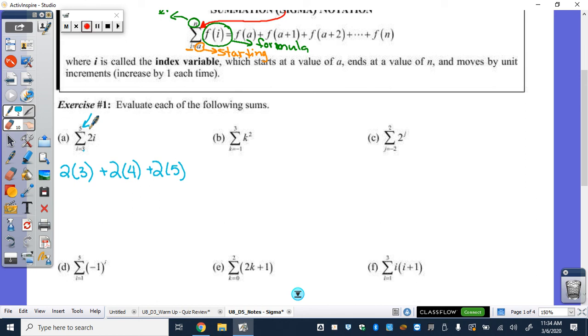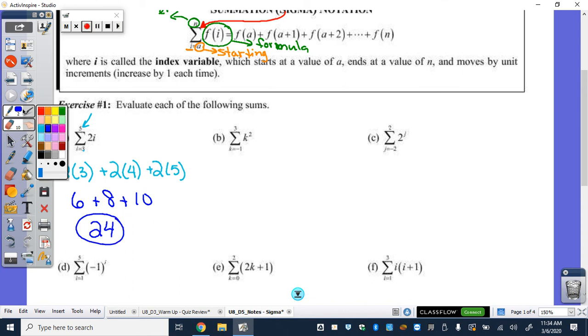And now we just simplify. So 2 times 3 gives me 6. 2 times 4 gives me 8. 2 times 5 gives us 10. So then 6 plus 8 plus 10 gives us 24. So you just start with the number on the bottom, plug it in, plug in each number until you get to the one on the top.